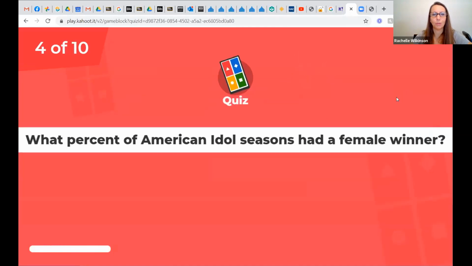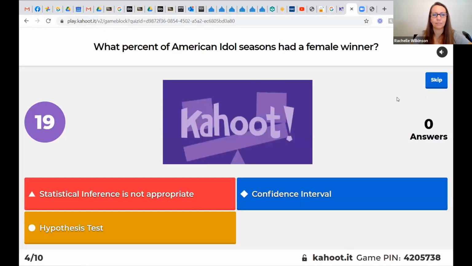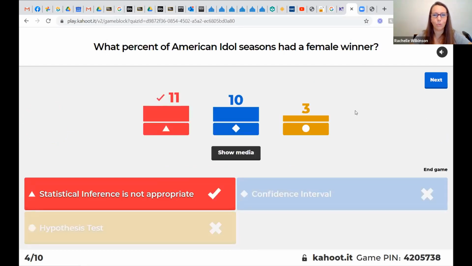All right, a little bit of movement in the top. Ooh, it's a tricky one. What percent of American Idol seasons had a female winner? So there haven't been that many American Idol seasons. I'm pretty sure we could just go on Google and find out the answer really easily. We wouldn't need to take a sample of the seasons because there's only been, I don't know, when did it start? Even if there's been 30 seasons, which I don't think there's been that many, then we could easily go find the answers online. So statistical inference would not be appropriate.